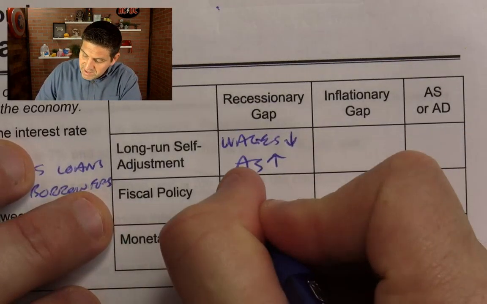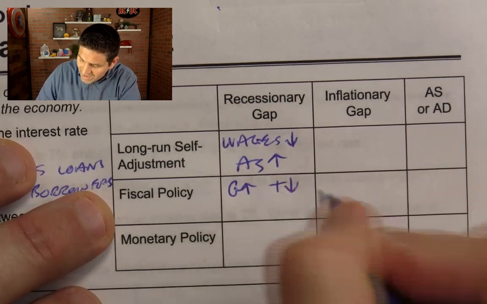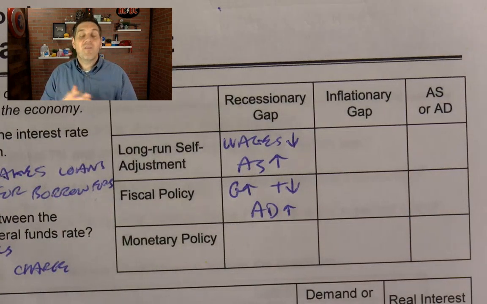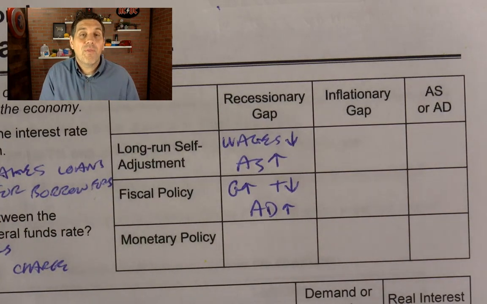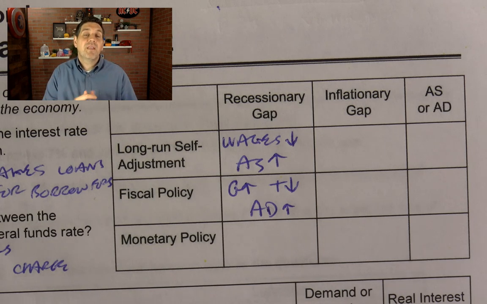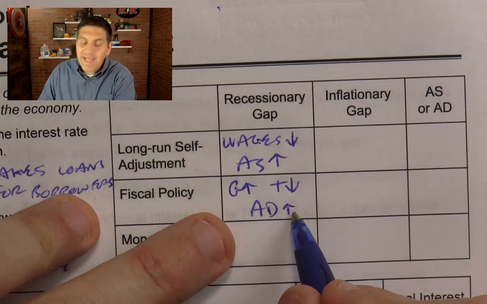Self-adjustment means no policy whatsoever. Fiscal policy, when there's a recessionary gap, is an increase in government spending or a cut in taxes. This will increase aggregate demand. So we increase government spending or cut taxes. That's what's going on right now in the United States economy in 2020: they're increasing government spending and trying to promote consumer spending with the CARES Act. Basically, they're trying to increase aggregate demand.